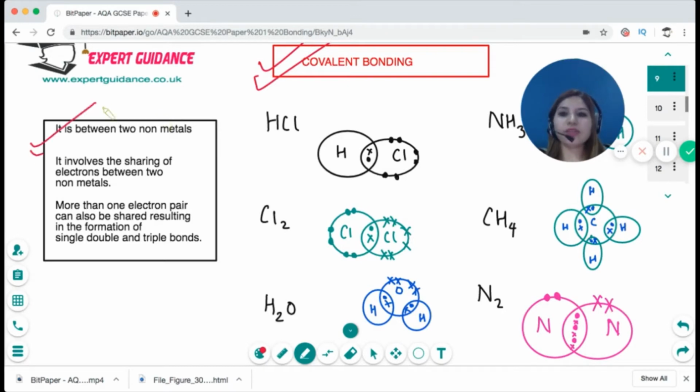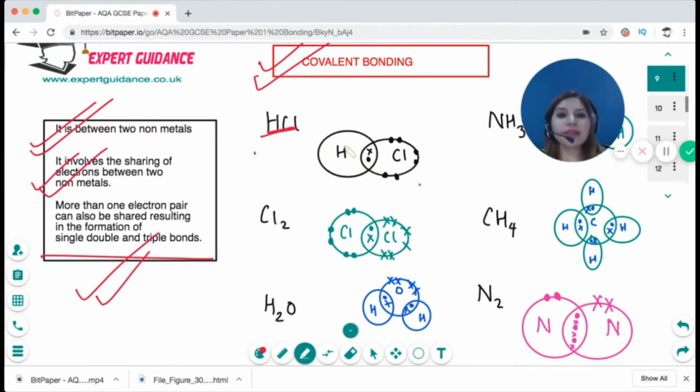It is between two nonmetals. It shows the sharing of electrons. If more than one electron pair gets shared, it will become a double or a triple bond. Now what you do is you draw the circle, draw the outer electrons, one with the dot, one with the cross, and see how many electrons both need to gain a full outer shell and share that in the middle.